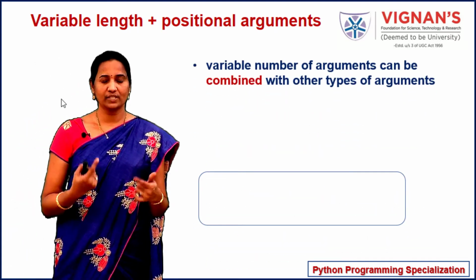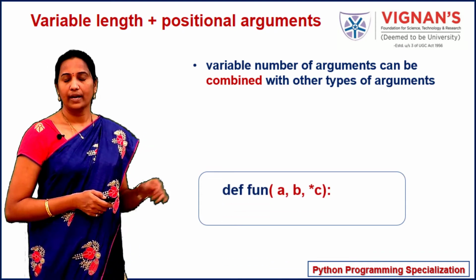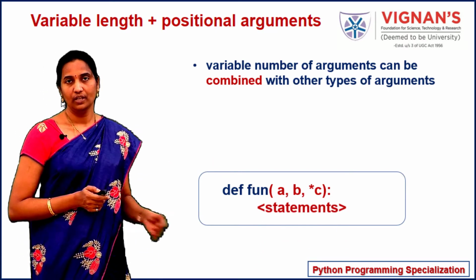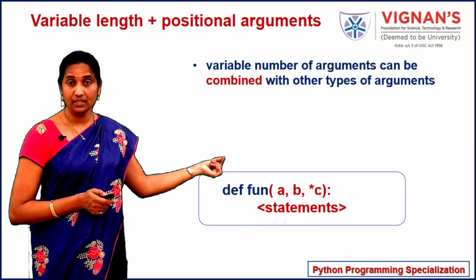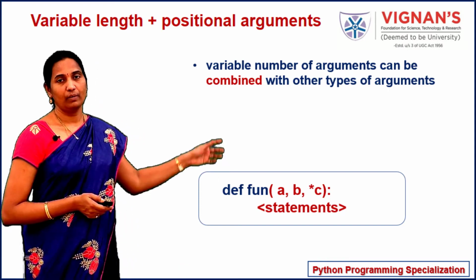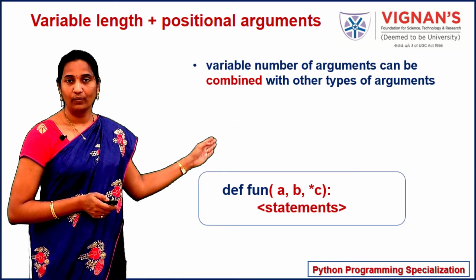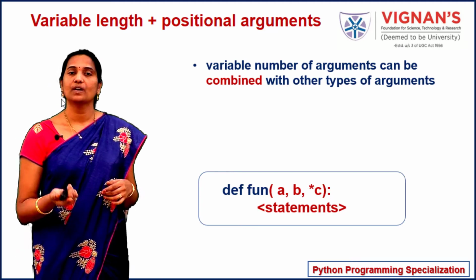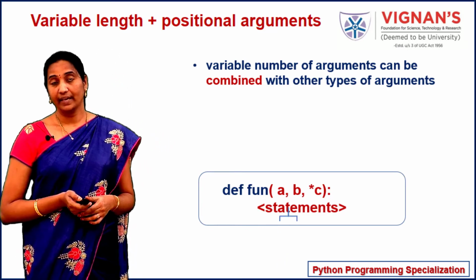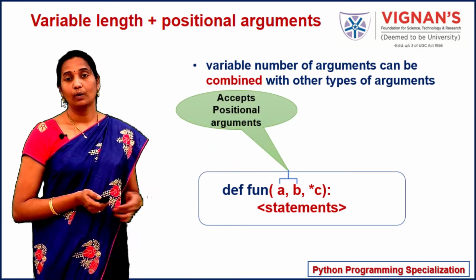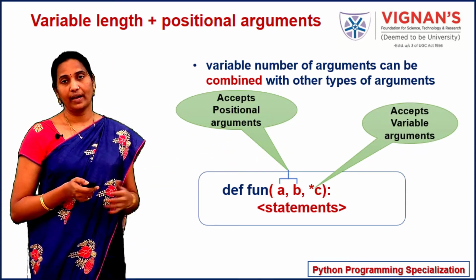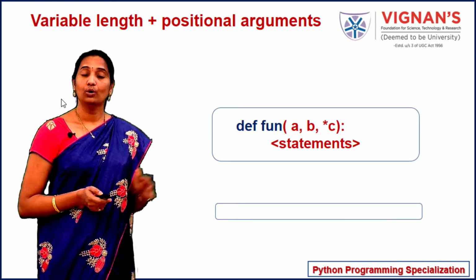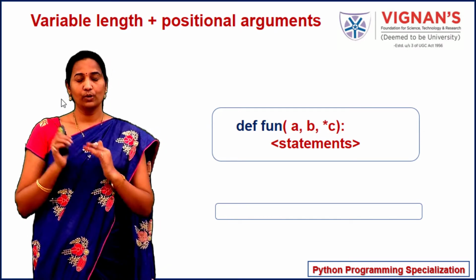Variable number of arguments of course can be combined with other types of arguments also. Now we are going to look at how they can be combined with the positional arguments. If you have a look at this function definition, here I have two positional parameters and one variable length parameter. A, B, C are the parameters in the function fun, where A, B are the positional parameters and C is the variable length parameter which can accept variable length of arguments, right? A comma B can accept positional arguments, whereas C is a parameter which can accept any number of arguments. So now let's see how we can call this function fun, which is having a combination of variable length and the positional arguments.